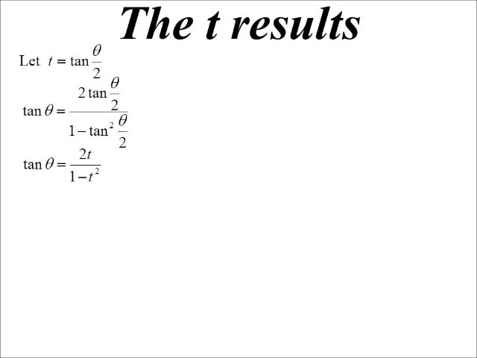Now remember, we've got a double angle result that said yesterday that tan 2 theta was 2 tan theta on 1 minus tan squared theta. That's basically it right there. It's a double angle result. But instead of using 2 theta and theta, I'm using theta and a half theta. Okay? But I can tidy that up now, because if I'm saying t is going to represent tan half of theta, then tan theta becomes 2t on 1 minus t squared. That's our t result for tan.